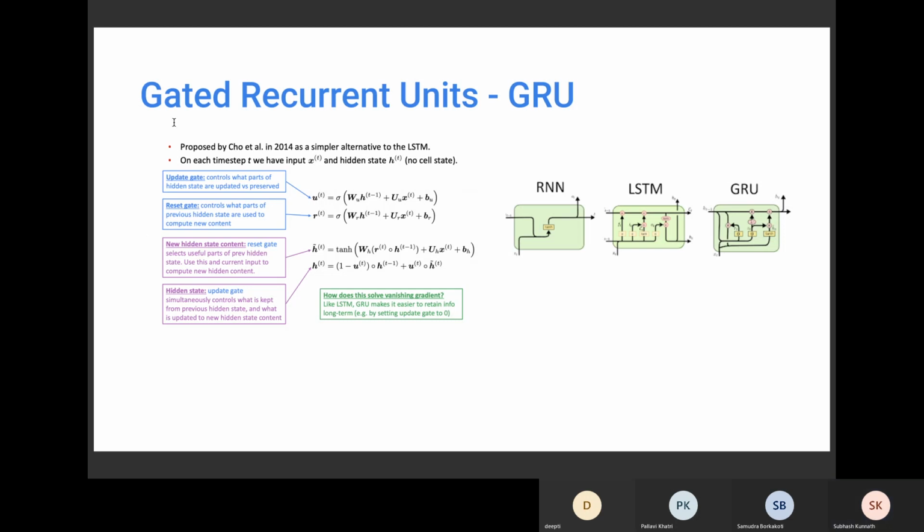The reset gate is somewhat like the forget gate, and it operates the same way. The update gate determines how much of the calculated HT needs to be in the actual hidden state, as well as how much of the previous hidden state needs to be passed to this HT. So both are done with one gate.